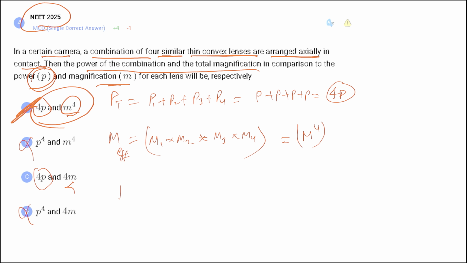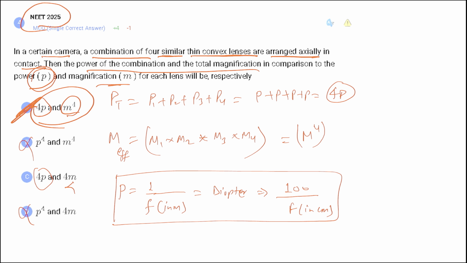And one more relation we have: power is equal to 1 upon focal length, with f in meters. Okay, the unit is diopter. We can also write it as 100 upon f, with f in centimeters. So these are the formulas of power, right? These are the basic formulas of power we are talking about here, right?